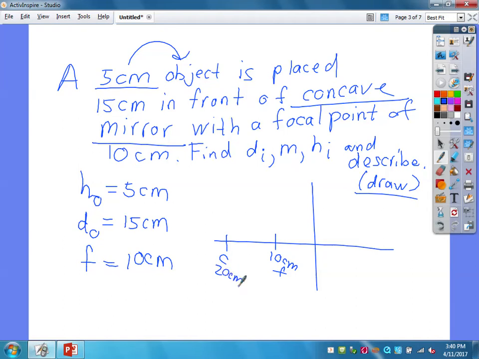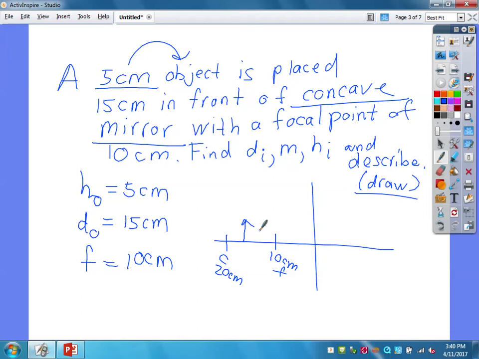My object is at 15 centimeters, so my object is between C and F. Now you can go back to the old video, go back to your old notes, and say, well, now I already know how to describe it. And that's fine. You could totally do that. But in this video, we're trying to show how the math will describe it the same way that we did it in the drawings.